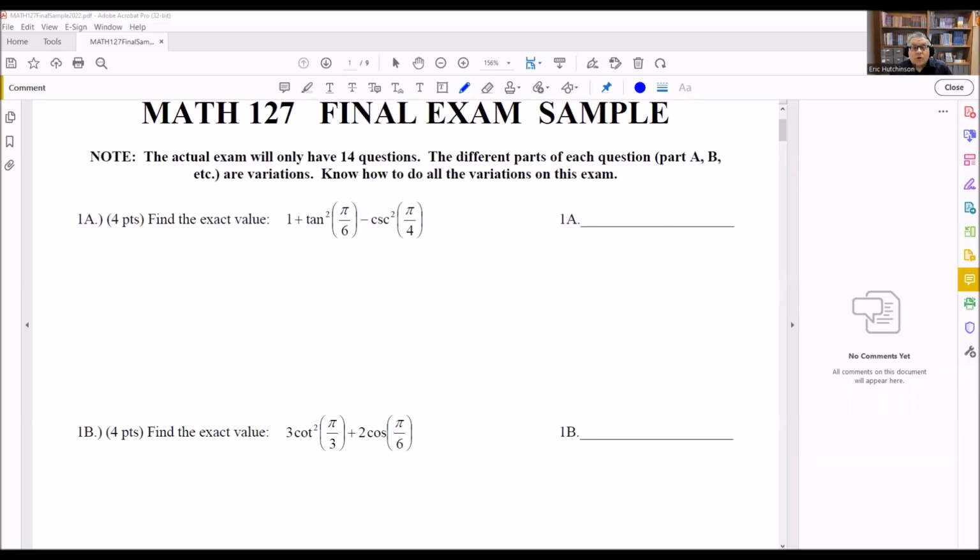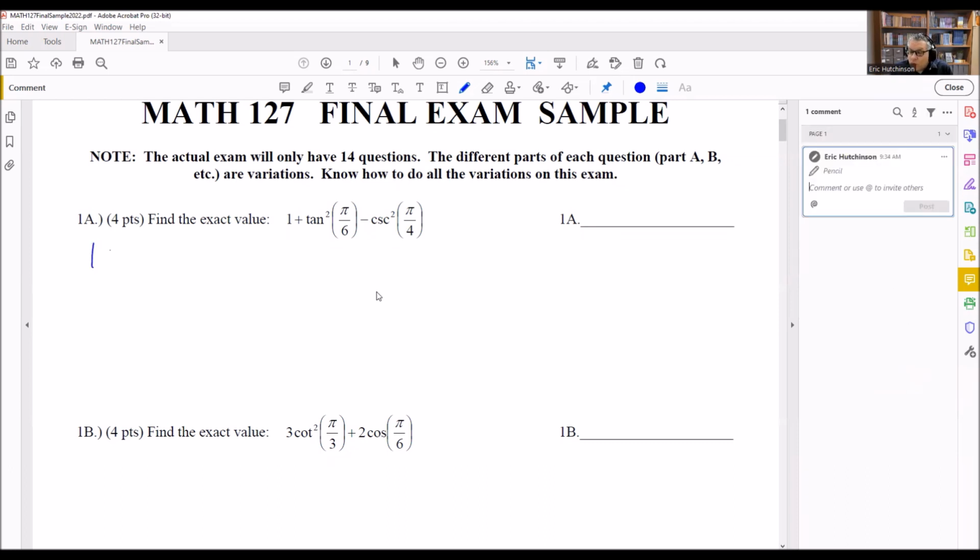In this video, we're going to go through all the version A problems of the sample final exam. For number one here, what I would recommend first is do a little rewriting on this one and also put an identity if it applies. So for this first one, we have the one is fine and tangent. I don't need to use an identity for this one. However, I think it'd be better if we write it like this.